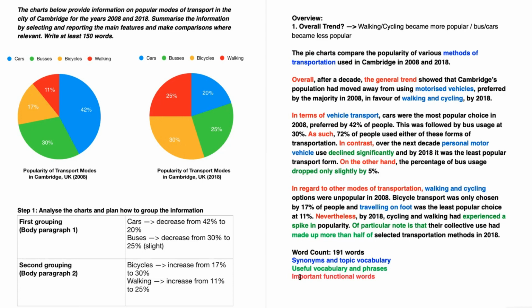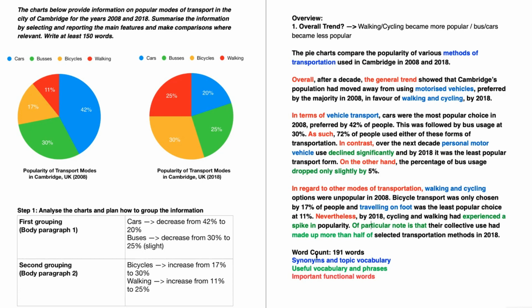Keep in mind, we've used our important functional words throughout, synonyms and topic vocabulary. We didn't really have that many to choose from, but remember that you can say motorized vehicles for buses and cars, really anything with a motor, walking and cycling, vehicle transport, personal motor vehicle for a car.